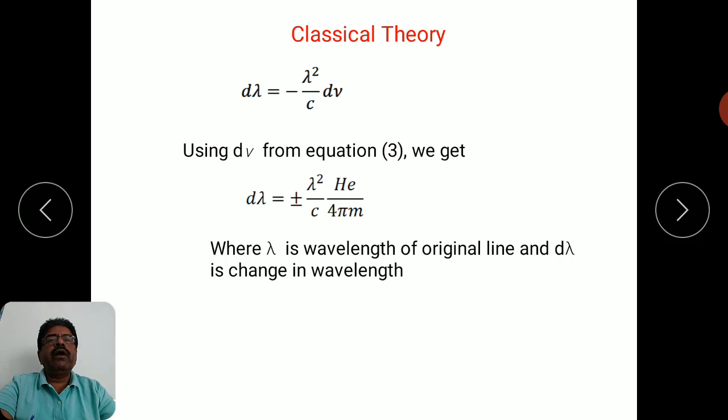In the next video, I am going to explain the quantum mechanical explanation for this Zeeman effect. One can understand why we get such three lines in the normal Zeeman effect, a single line split into three lines. That can also be understood on the basis of quantum mechanical theory.